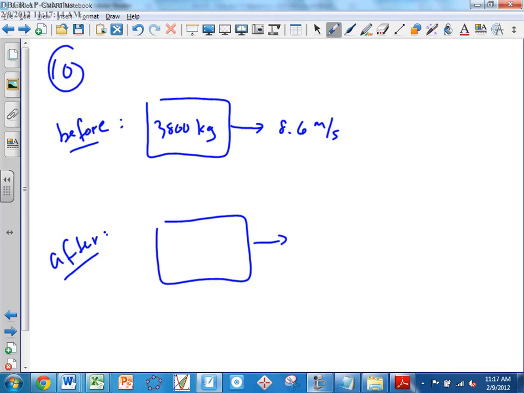What do you think will happen to the velocity? It will slow down. It'll slow down, so it balances, right? If you get heavier, you're going to slow down. Think logically. Now, the question becomes this.